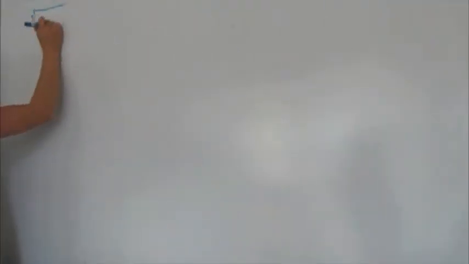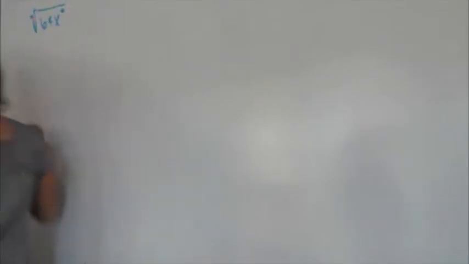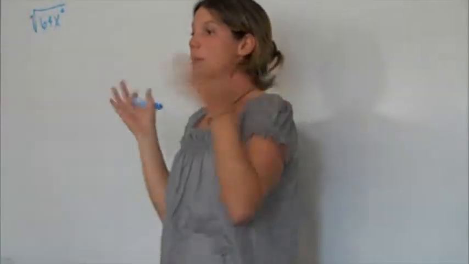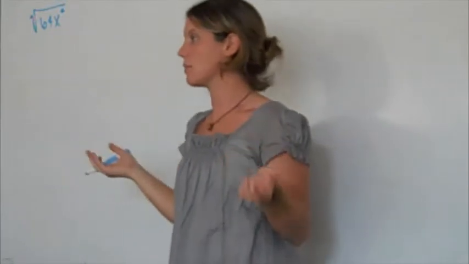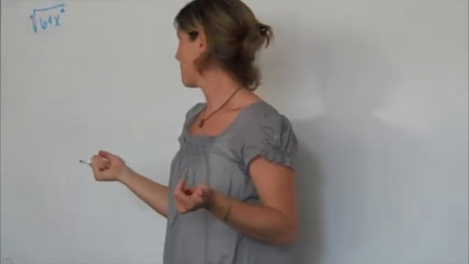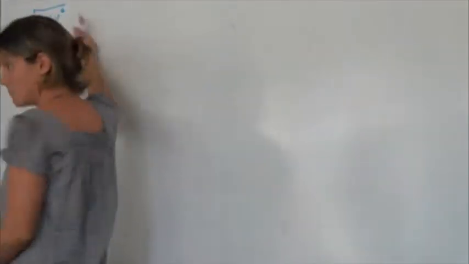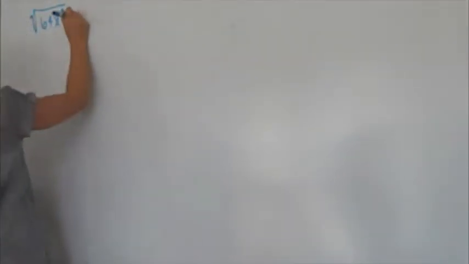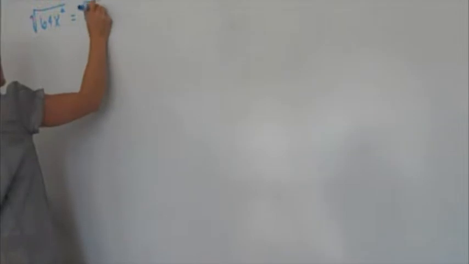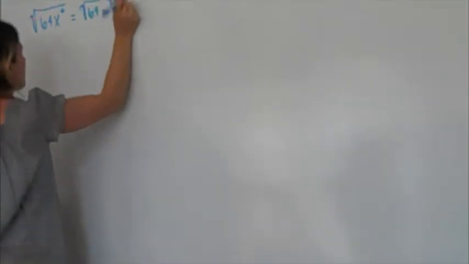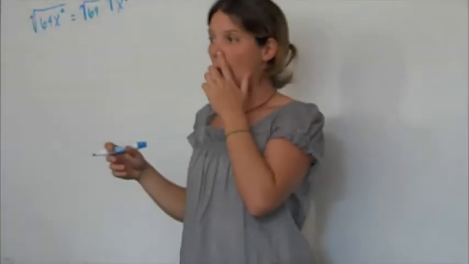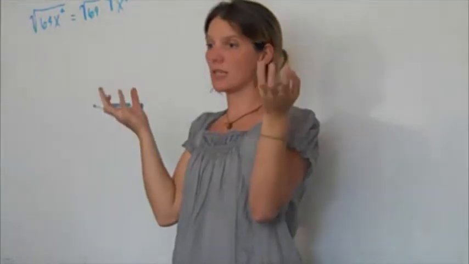So the square root of 64 times x to the 4. My first thing I want to do is break it up. What two pieces am I going to break it up into? x to the 4. We're going to get to this one. So this is the same thing as the square root of 64 times the square root of x to the 4. I do that because they can be dealt with differently.